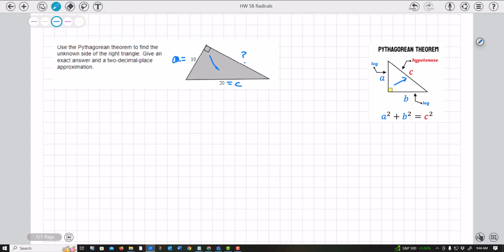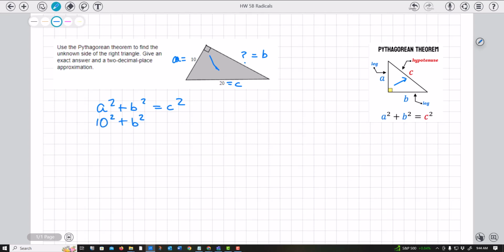if I want to, and say my unknown is B, because it doesn't really matter which leg you call A or B. You can see typically if this was turned, and that's normally how you see it, this probably would be A, but regardless. So I have A squared plus B squared equals C squared. I'm going to let my A equal 10.